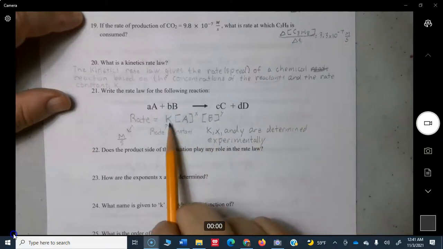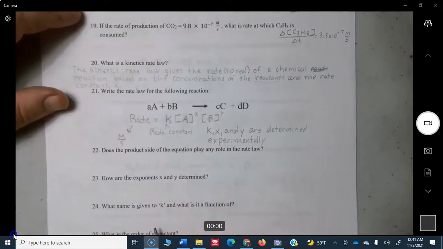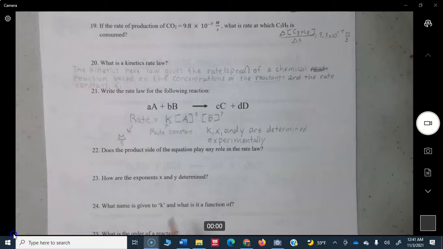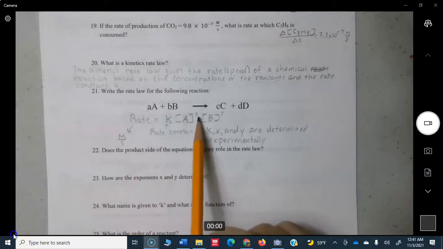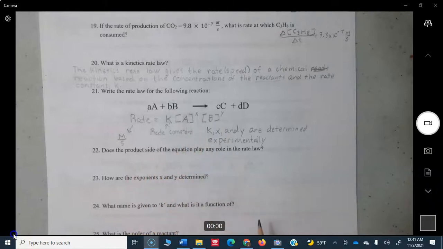Okay, so K, X, and Y are determined experimentally, and that's what we're going to do in the next lesson. They are not the coefficients, A and B. Okay, that's a common mistake. They are not A and B up there. All right, so we're going to go ahead and do some of this.